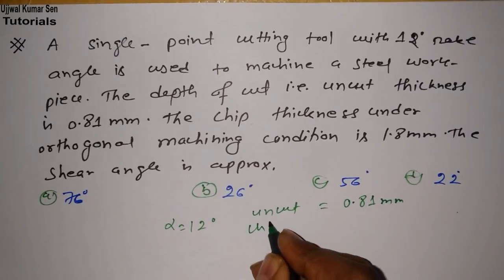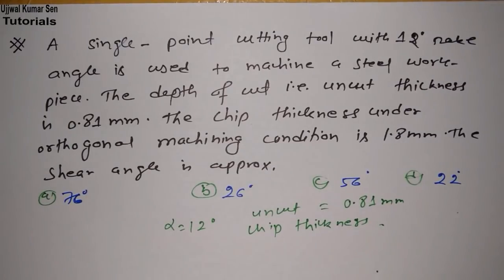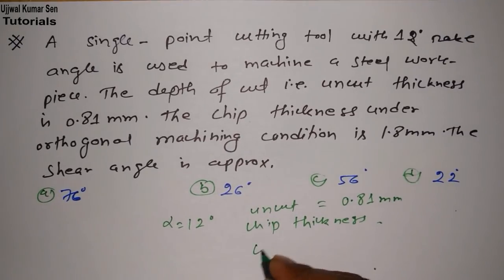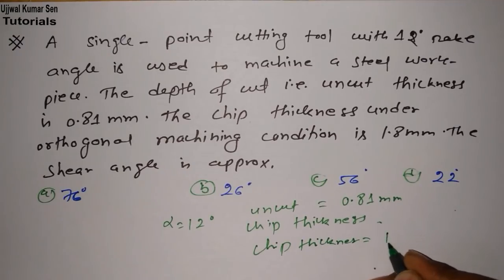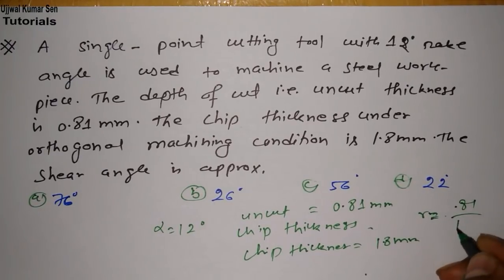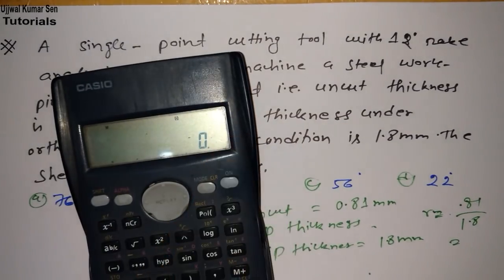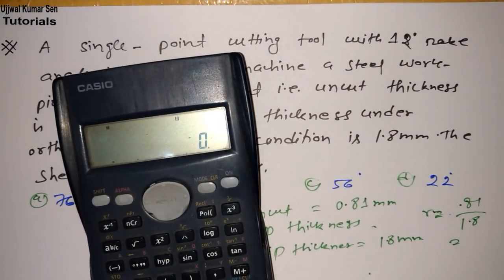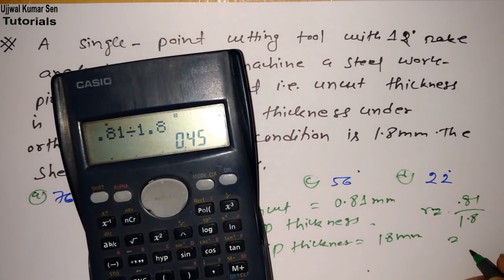0.81 mm, the uncut chip thickness. The chip thickness under the orthogonal machining condition is 1.8 mm. Therefore, the chip thickness ratio is uncut over cut, 0.81 by 1.8. So we need to have a calculator. What do we get here? 0.81 divided by 1.8. So what do we get?